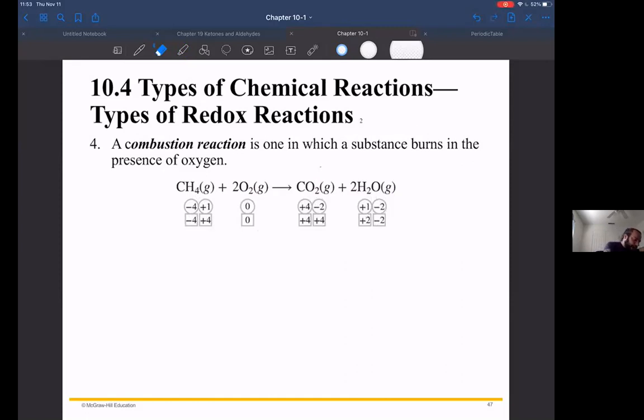We can see that our carbon is changing its oxidation state from -4 to +4. And then the oxygen is changing its oxidation state from 0 to -2 in these 2 compounds, right? So the combustion reactions are also examples of redox reactions.